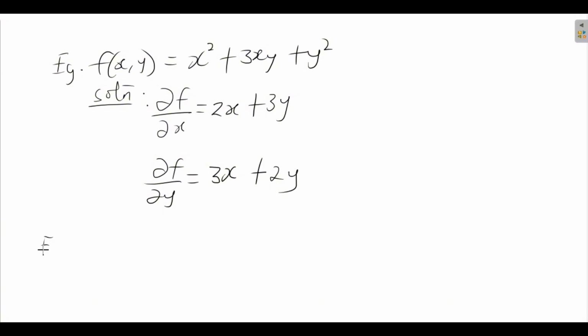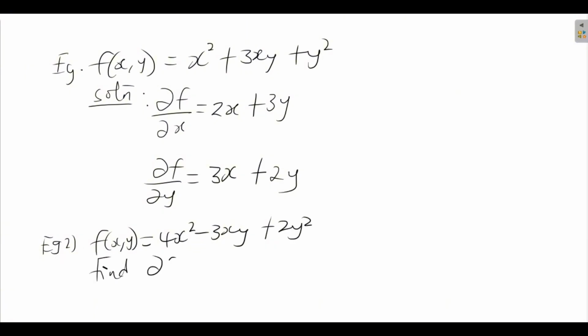Alright, so try this out. Try this second example out. Now f of xy is equal to 4x squared minus 3xy plus 2y squared. This is what you want to do. You want to find the partial derivative of f with respect to x, and then you also want to find the partial derivative of f with respect to y.